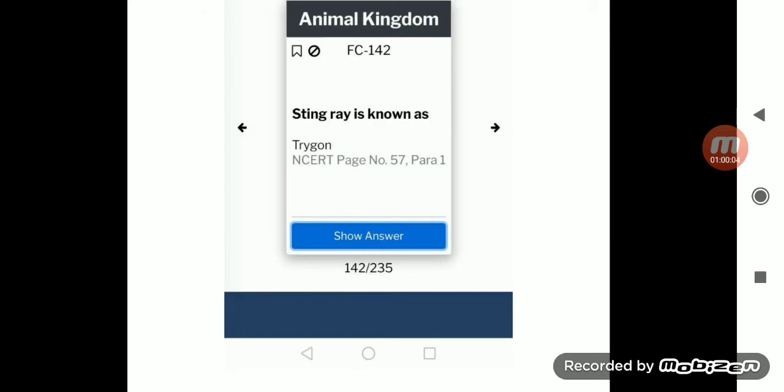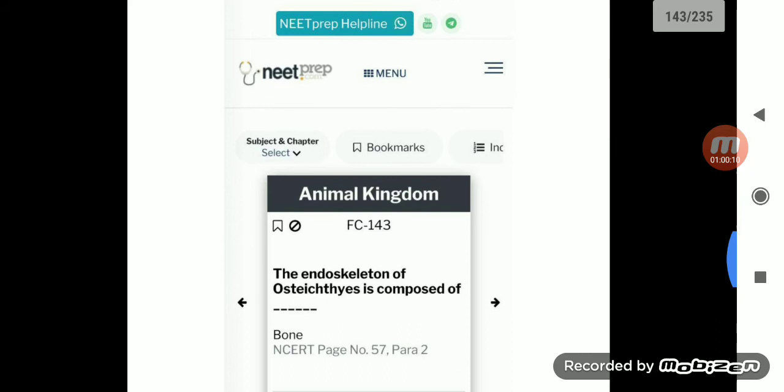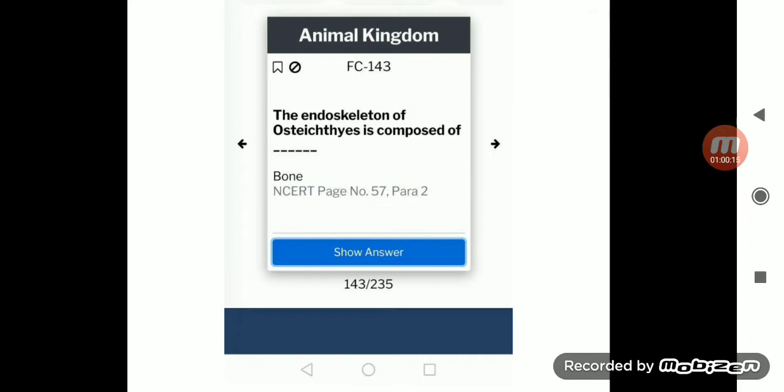Stingray is known as Trygon. The endoskeleton of Osteichthyes is composed of bone.